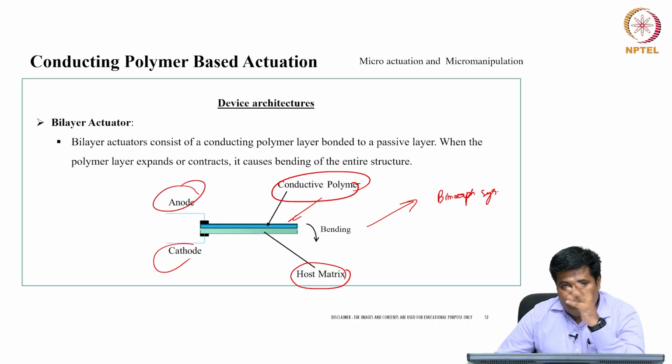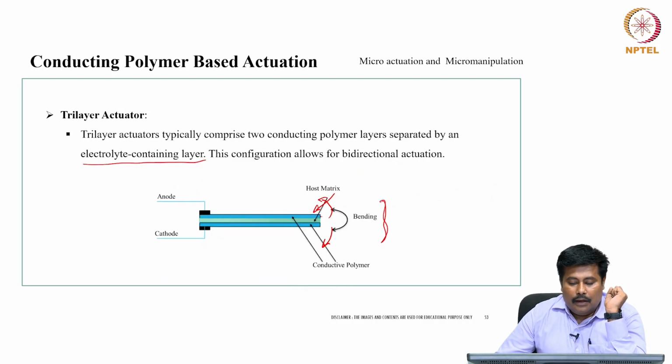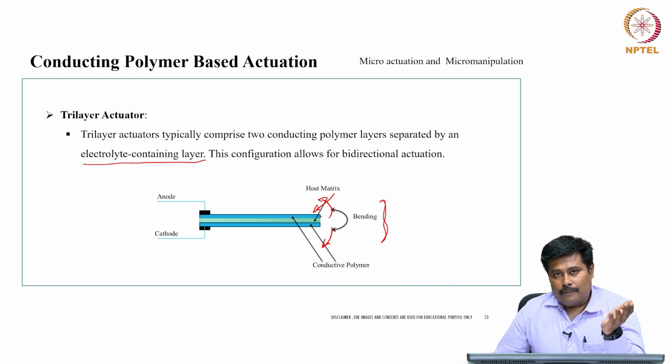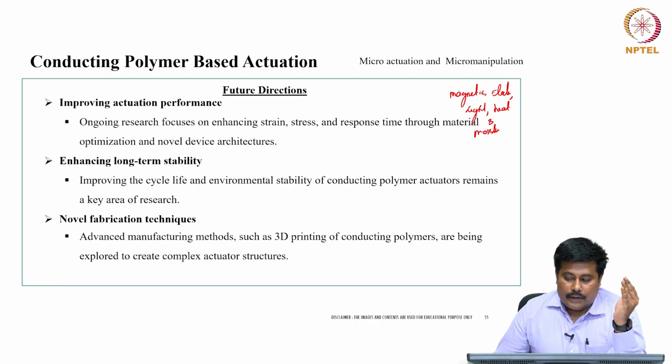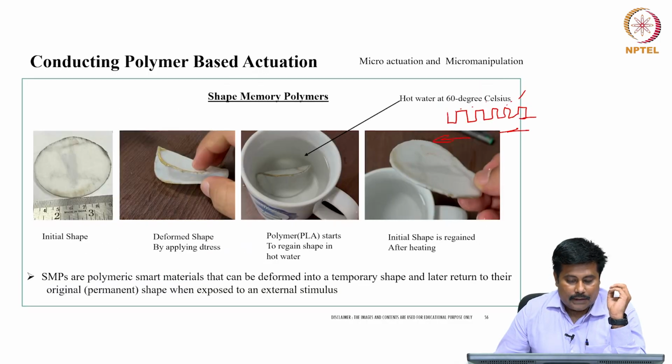There are different device architectures established using conducting polymers, like unimorph-based and bimorph-based systems. Conducting polymers have a wide range of applications, including biomedical devices, soft robotics, microfluidics, etc. There are good future directions with reference to actuation, longer-term stability, and novel fabrication techniques.